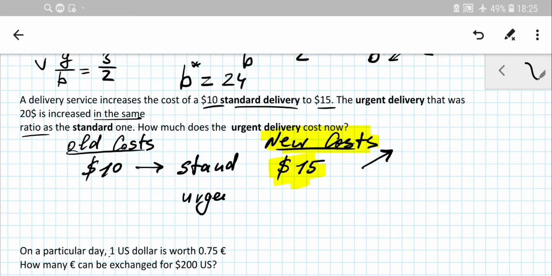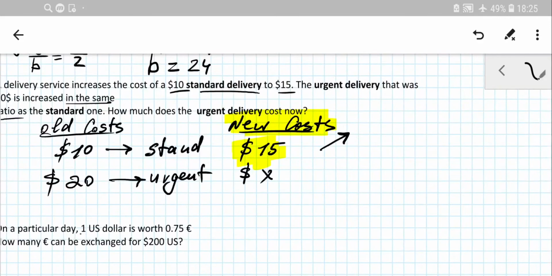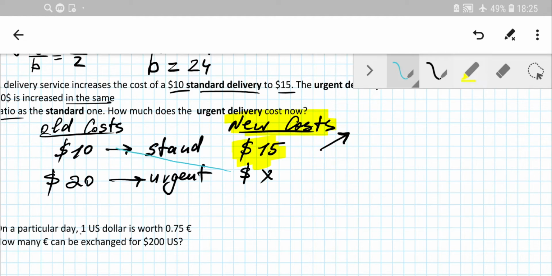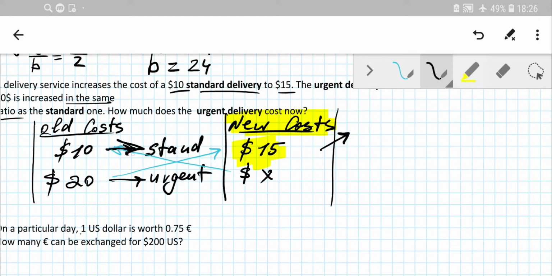So urgent. That was $20 initially, but now you can set it up as some X dollars. So what do you notice? This is a sort of proportion, and you can resolve it simply by crisscross multiplication. So X to 10 is the same as 20 to 15. But keep in mind that new values are set up in this column and old values in the left-hand side column.